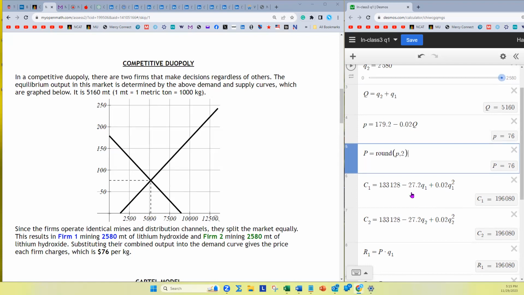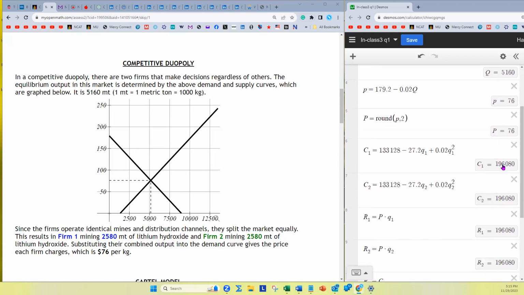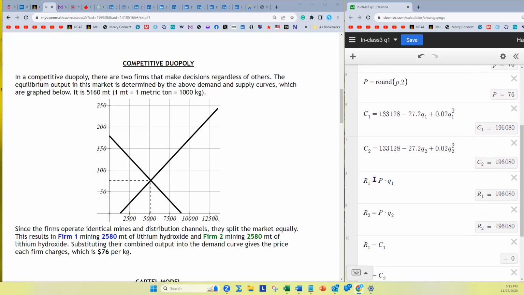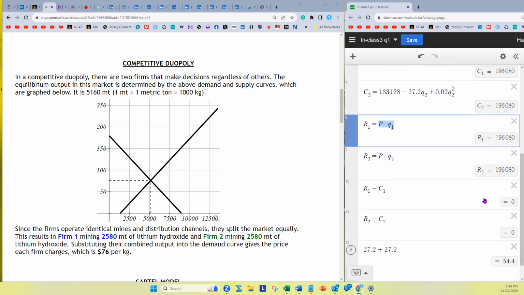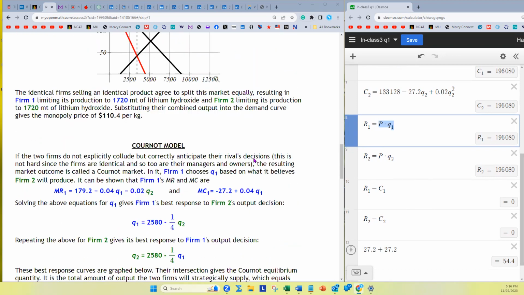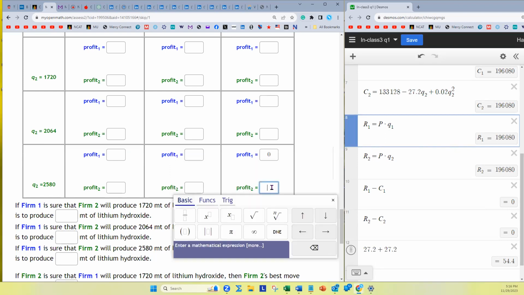This calculates the cost of firm 1. This is firm 1's output, right? And this is firm 1's cost of production. This is firm 2's cost of production. When I multiply the price and firm 1's output, I get a revenue of $196,080. And I get the same amount for firm 2 because they're identical, right? And the revenue minus cost here is my profit. So in the competitive equilibrium, the profit of both firms is 0, right?